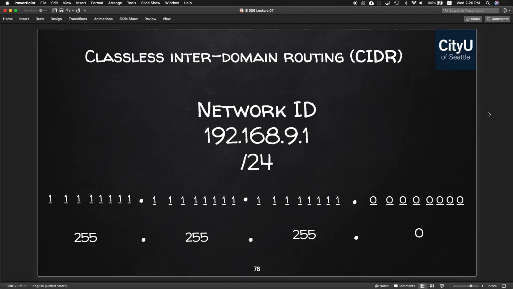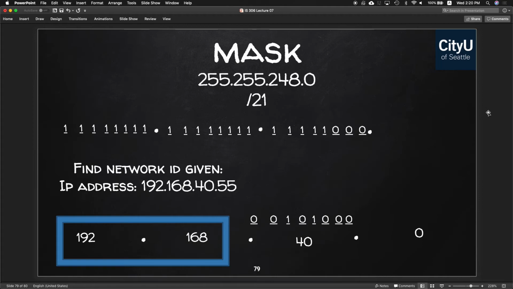when you have equal, let's say this is 8 or 16 or 24, it's easy because you just cut and everything here is 0. However, with 21 now, you have in your third octet true values, or 1 values, and 0 values. And now with the mask view, let's say, find the network ID given the device's IP address, which is 192.168.40.55.